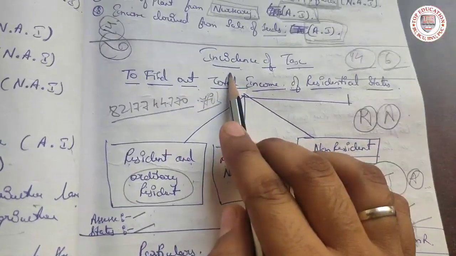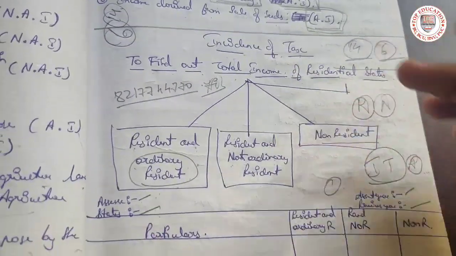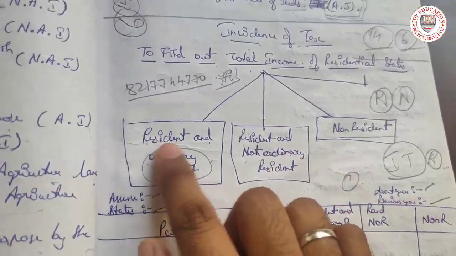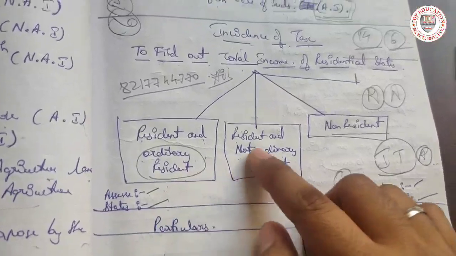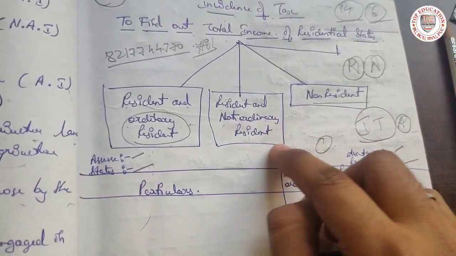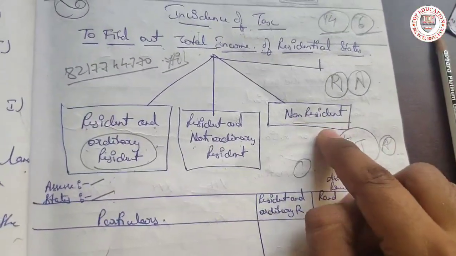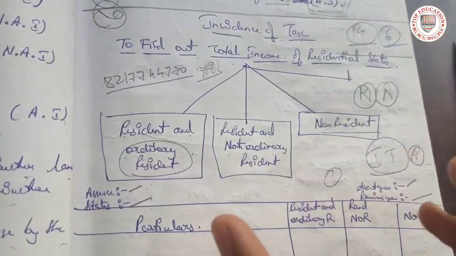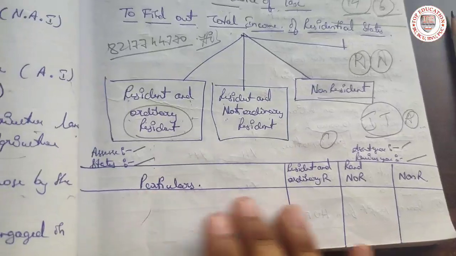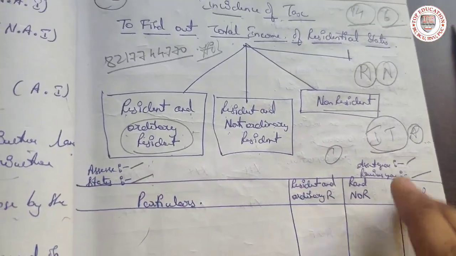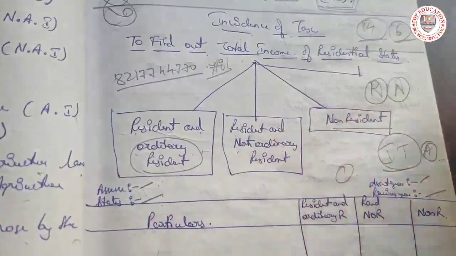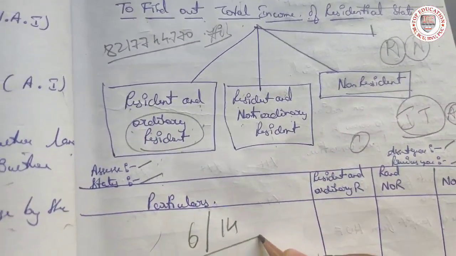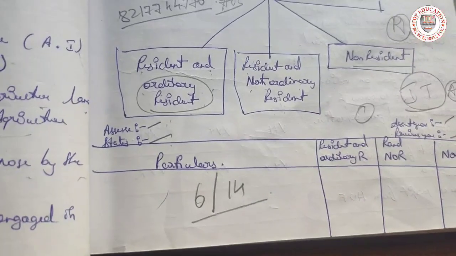In this session, guys, we are doing incidence of tax. Here we have three columns: resident and ordinarily resident, resident but not ordinarily resident, and non-resident. The format is about like this, and we'll see how to solve this sum. This sum can be for 6 marks and also for 14 marks. So let's solve this question.